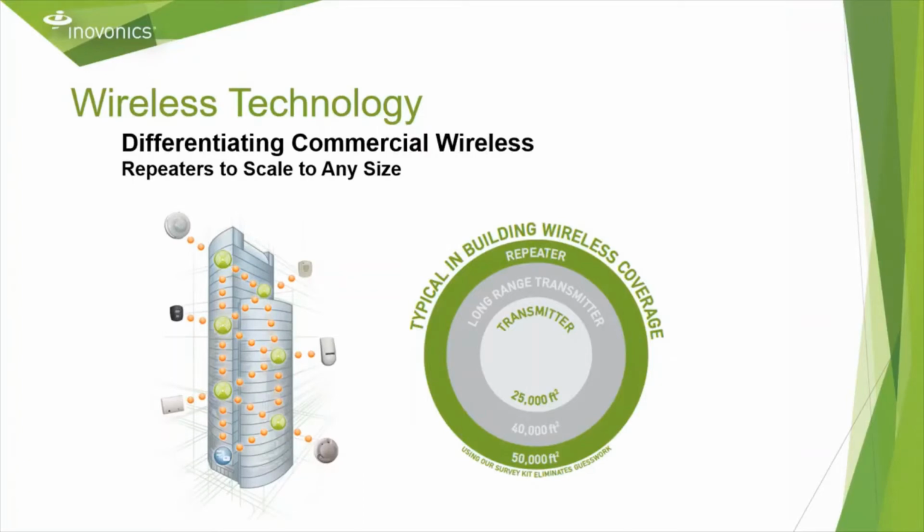Our transmitters can already offer a significant amount of range, 25,000 square feet inside standard commercial buildings, but our repeaters provide the ability to create a dedicated commercial mesh network to cover even our largest of installations, offering a coverage range of 50,000 square feet in your average commercial buildings.